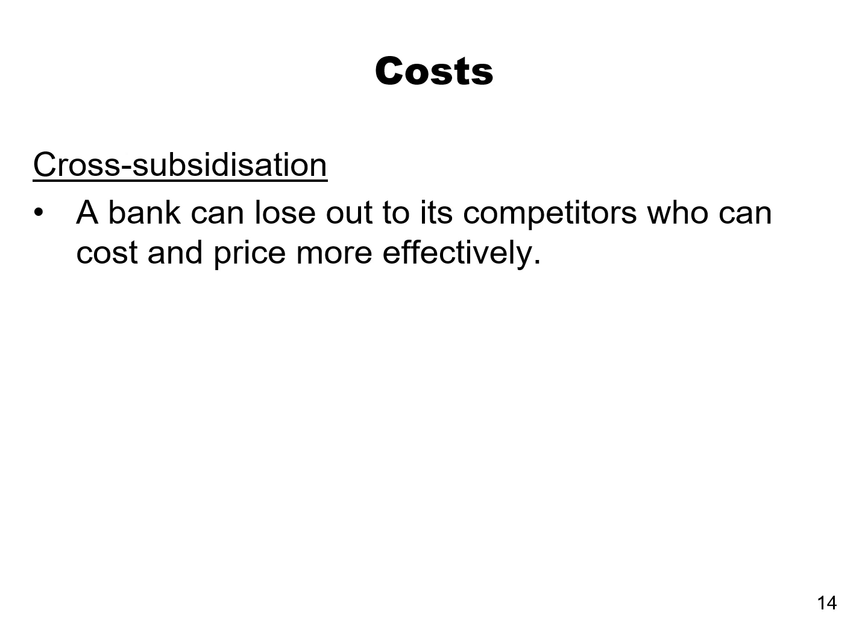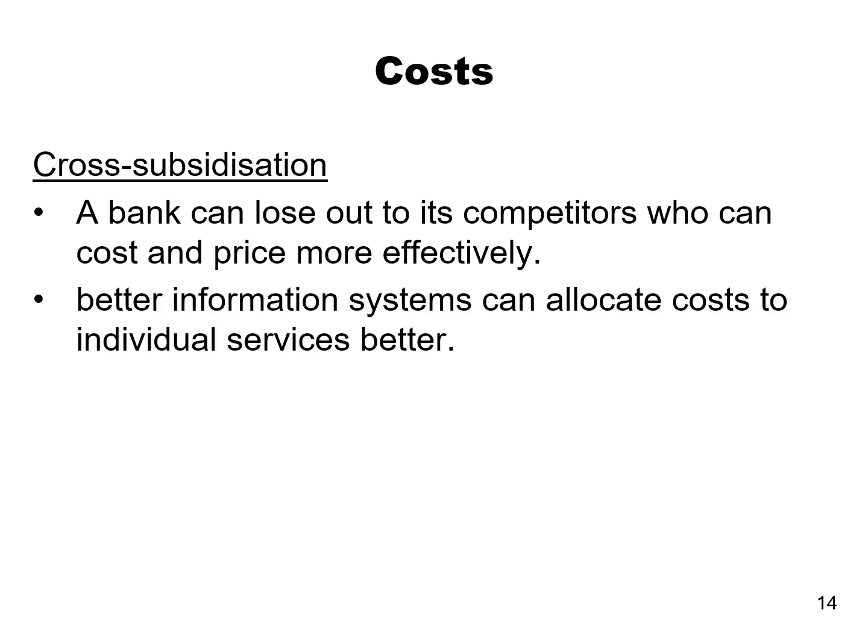A bank can lose out to its competitors who can cost and price effectively. This is important. You may have a very good marketing campaign, but if you fail to process and price more effectively, you still will lose out. So a better information system can allocate costs to individual services better. So banks do invest a lot in the IT infrastructure to allocate costs to individual services better.